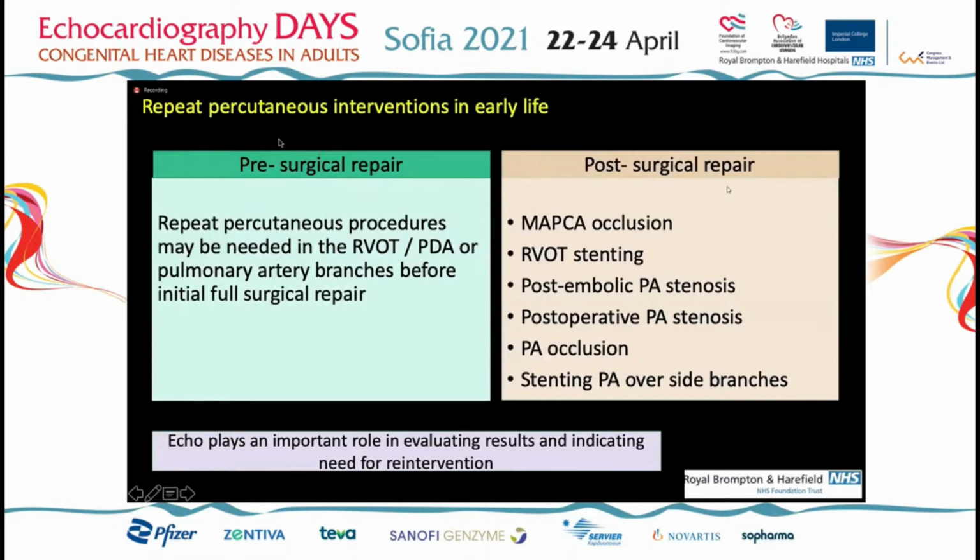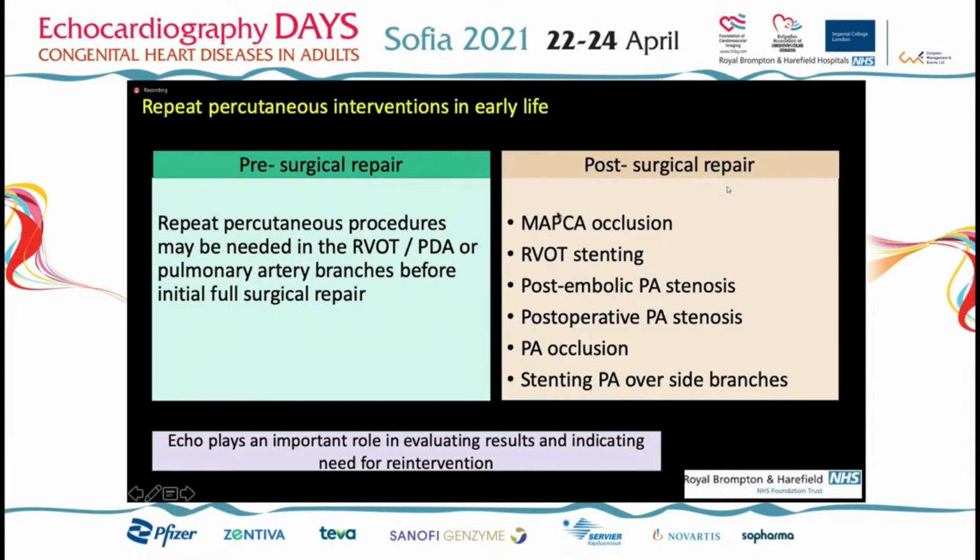And then percutaneous interventions can also be needed before the surgical repair. So if we put an RVOT stent or a PDA stent, we might need to intervene on the pulmonary branches if they haven't grown enough with the antegrade flow, or even put in a second stent over the PDA, or the RVOT in a patient who has had a stent on the other side, or even a stent into the RVOT stent if this has become narrowed or stenosed.